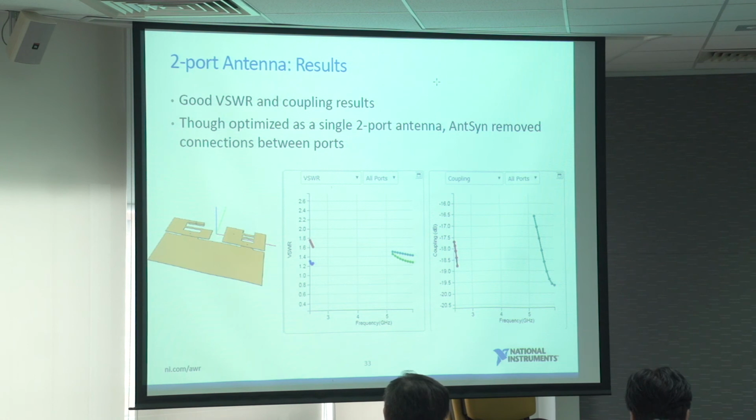So now these are the results. Has good VSWR and quite good coupling results there between the 2 ports. And you can see that the system essentially created 2 separated antennas, almost like an array. They're not identical antennas, but they are somewhat similar. You can tell that there is some similarity between them. And it removed all the connections between the ports except through the ground plane. So this was the kind of answer that we were looking for.